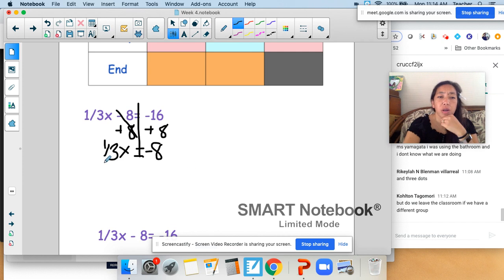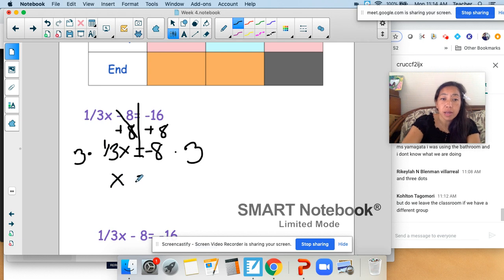Okay, now we want to get rid of this 1/3 x. I don't want 1/3 of x. I want 1 whole x. So you could go and divide by 1/3 because that's the inverse operation. But you could also think of it as, well, 3/3 is 1 whole. And if I multiply the 1/3 times 3, then I will get 1 whole. So if I multiply both sides times 3, I'm keeping my scale balanced, and 3 times 1/3 is going to be 1 whole. I will have 1x. Negative 8 times 3 is going to equal that negative 24.